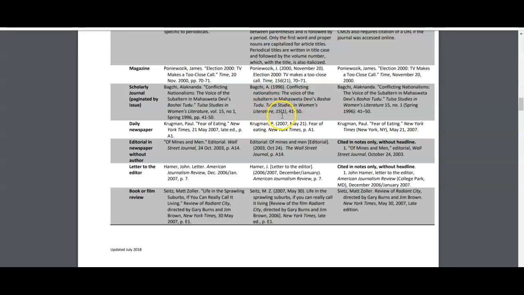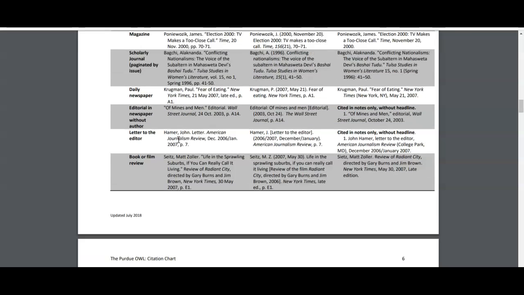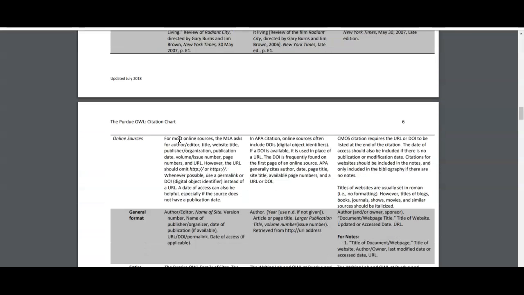Also, the volume and issue number. The volume number is italicized. There's no space after the volume number. The issue number and the parentheses do not need to be italicized. Comma, space, and these are the page numbers where you would find this article within the journal. Notice you do not put a P period for page or PG period. You just put the page numbers, the range of them, and end with a period. There's also examples of different types of resources.